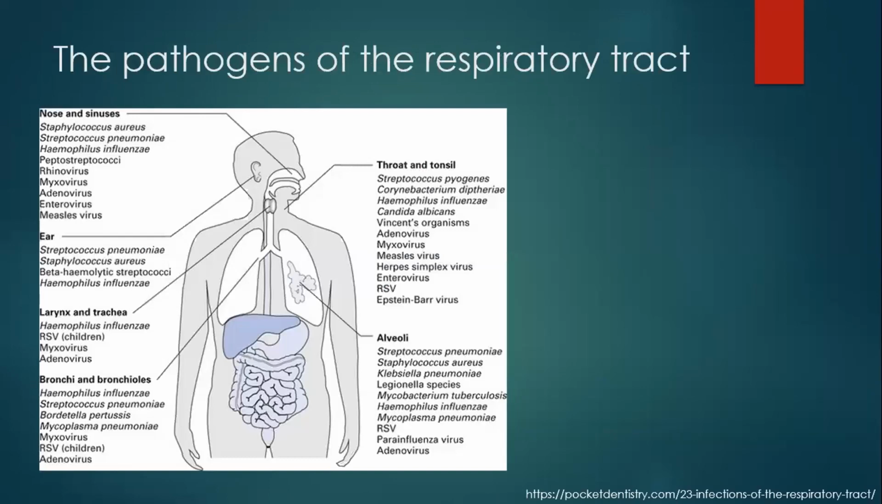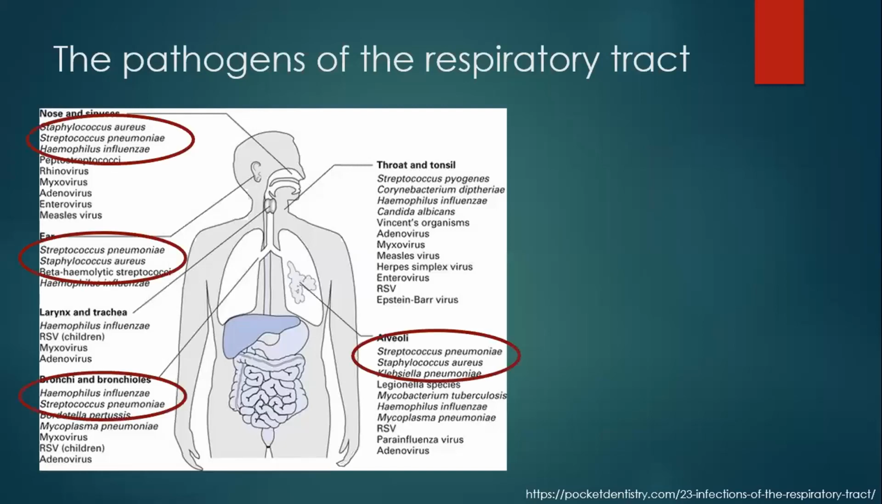So if we were to have a look at the pathogens that we see when we come to infections of the respiratory tract, this is the basic organisms that we would be seeing. And as you can see here, there's quite a lot of overlap. So whether we're talking about the nose and the sinuses or the alveoli, often the same bugs tend to come up. So a lot of Staph aureus, a lot of Streptococcus pneumoniae on both sides of the upper and the lower respiratory tract when it comes to bacteria.